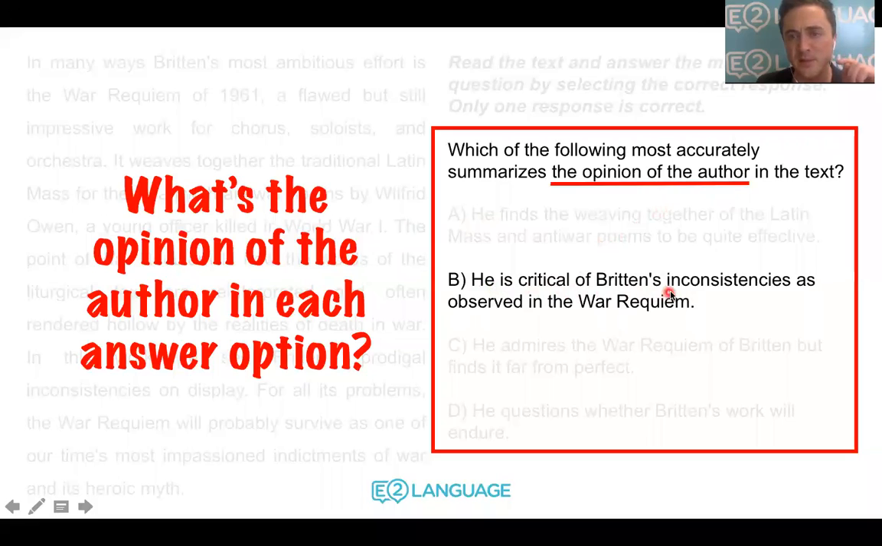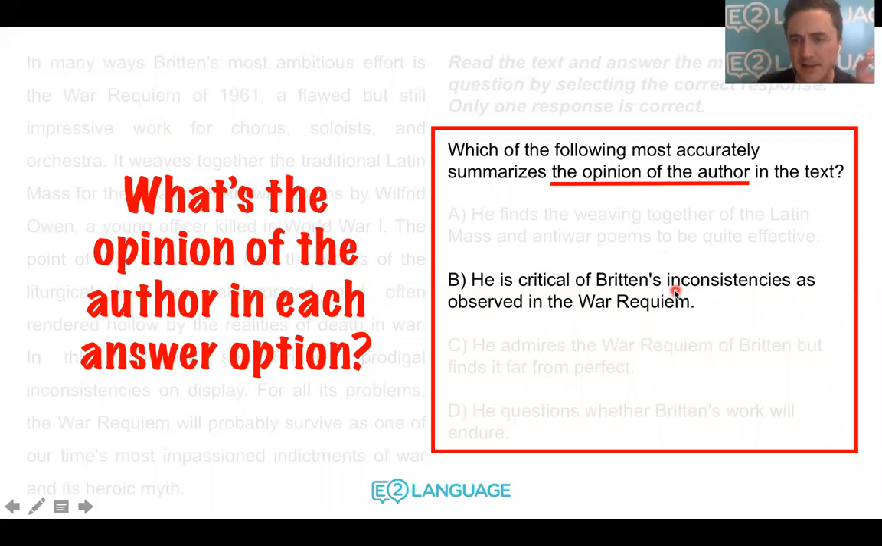He is critical of Britain's inconsistencies as observed in the War Requiem. So what words in B express the opinion of the author? Please type it into the Q&A. Good, well done, Alungo. Gaurav's got it, well done. Sham's got it, well done. Tapan's got it, Yashpal's got it, good. Jackson's got it. Everybody's got it. That's good. B's easier to find the opinion. Well done.